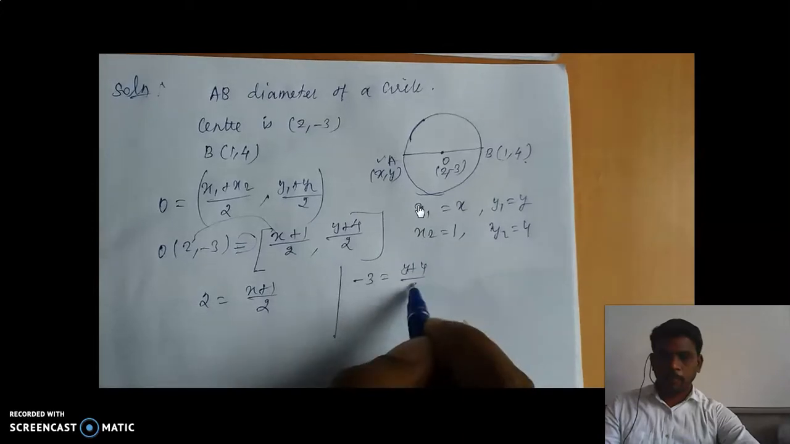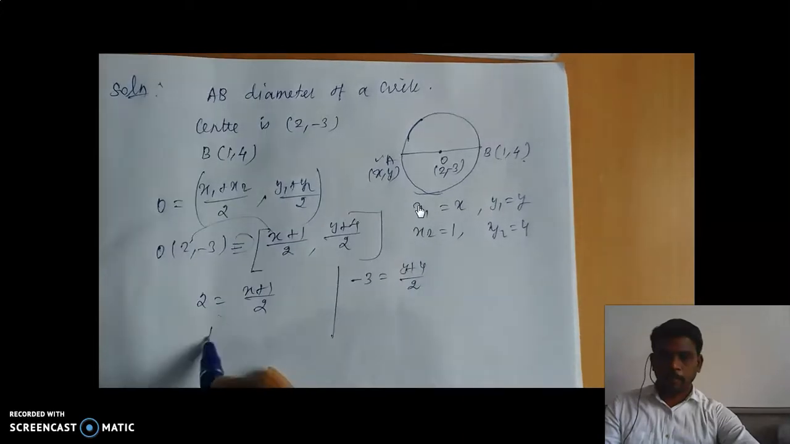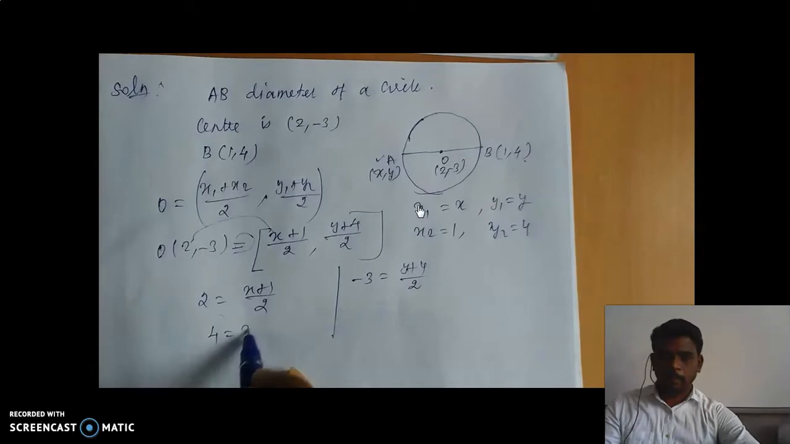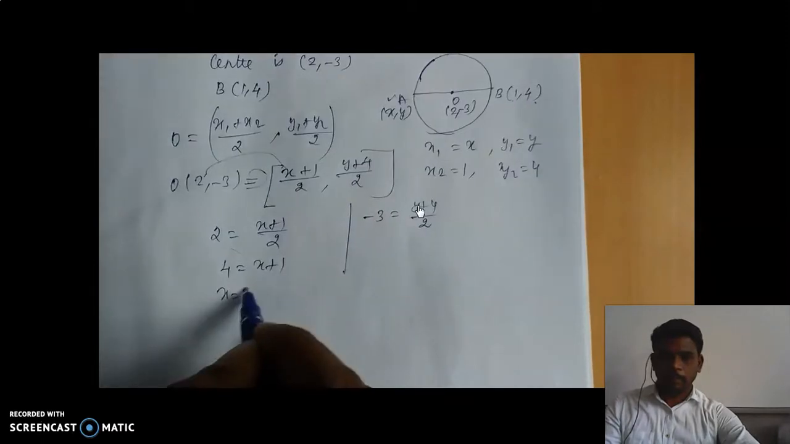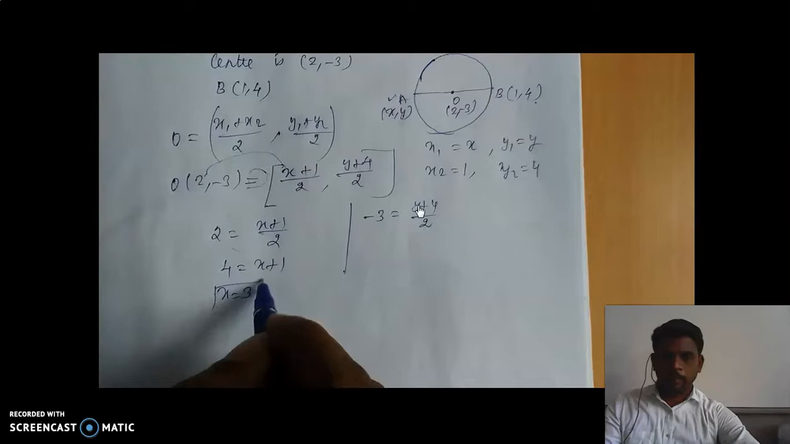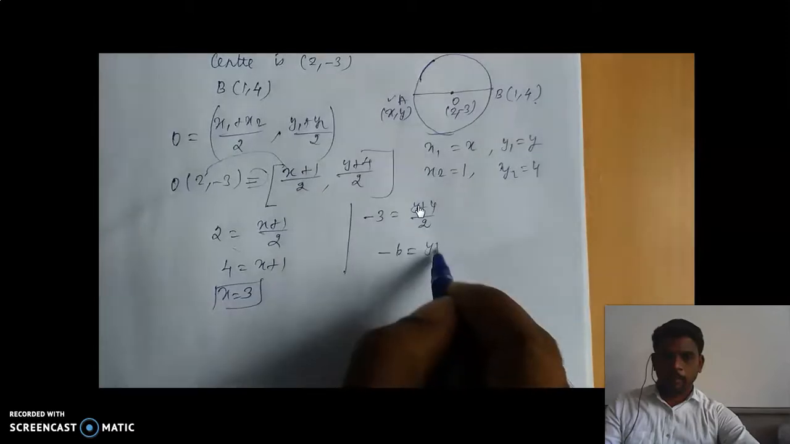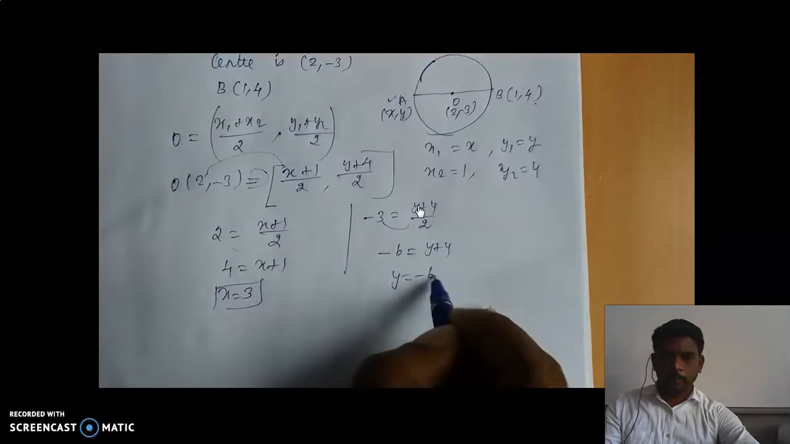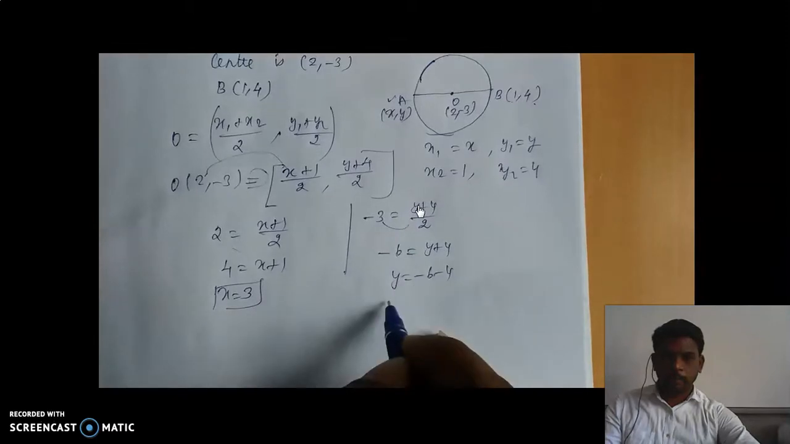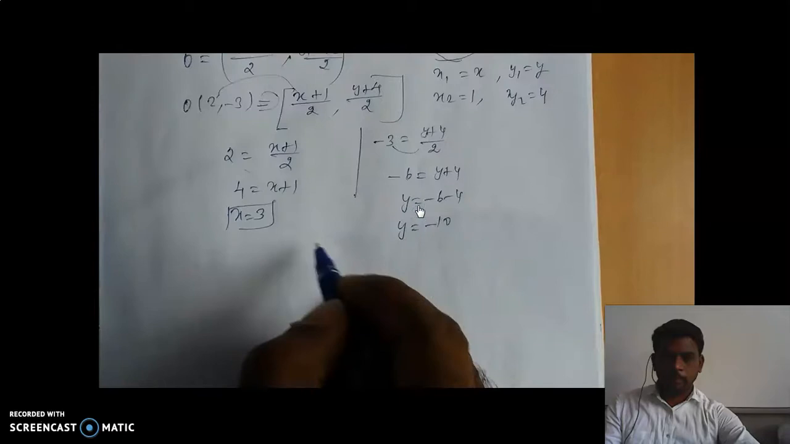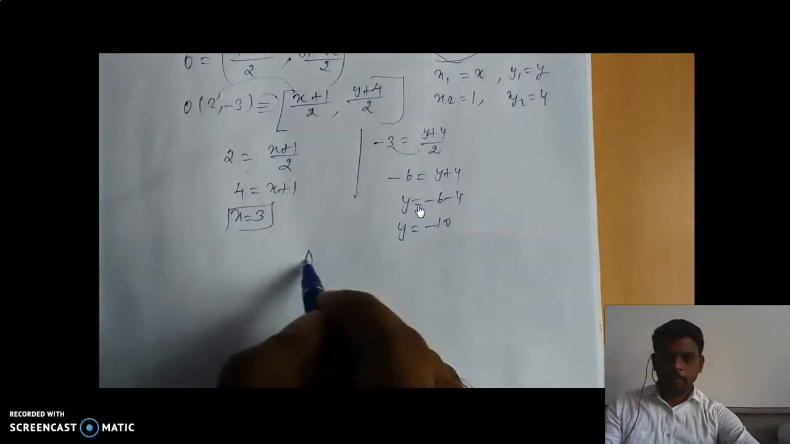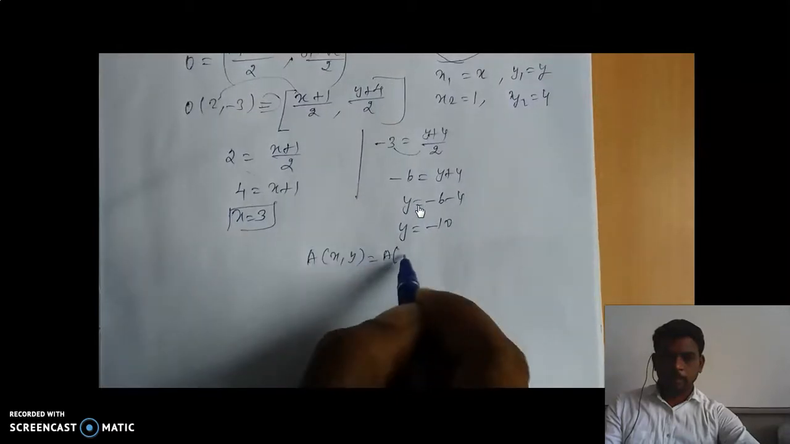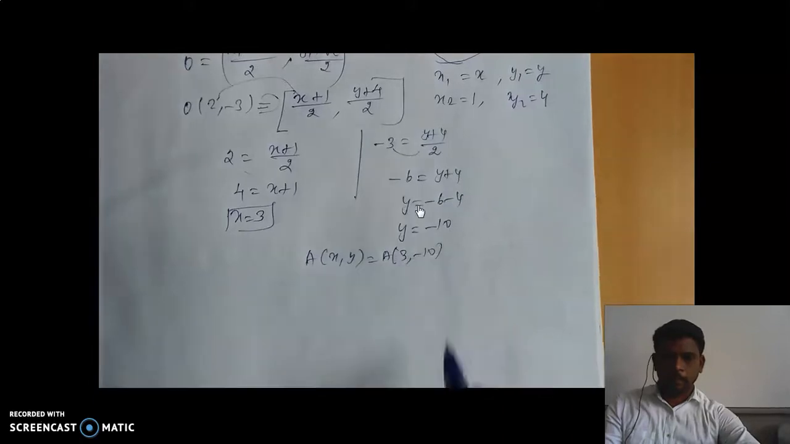Now make cross multiplication. So 4 equals x plus 1, therefore x equals 4 minus 1, that is 3. Similarly here, -6 equals y plus 4 when you cross multiply. Therefore y equals -6 minus 4, so y equals -10. Therefore what about the point A? A of (x, y) equals A of (3, -10). Right?